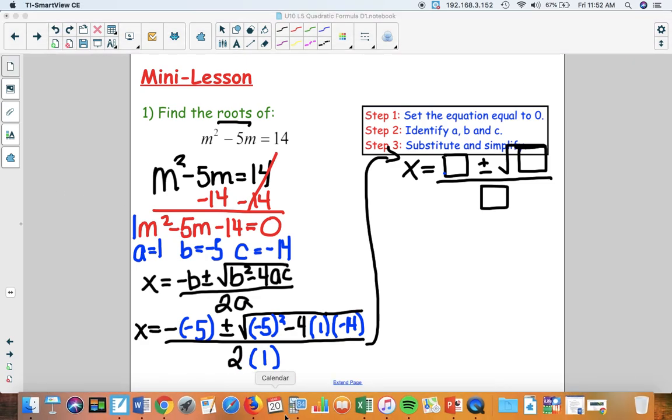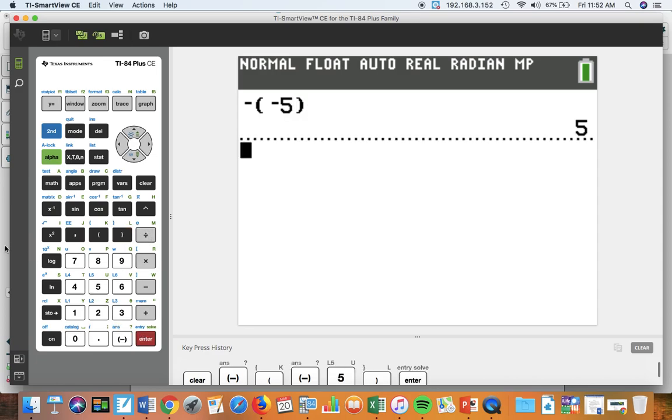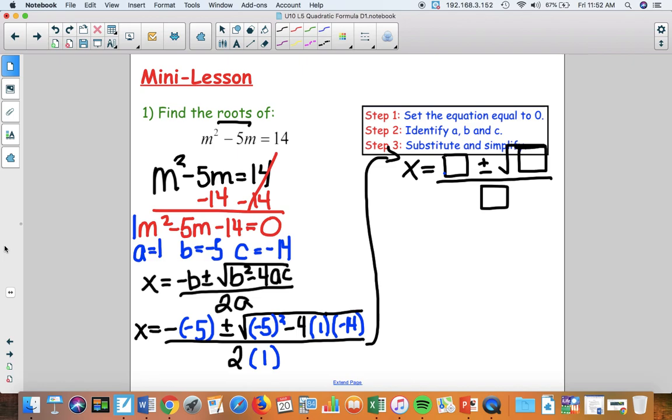So this first box here, we have a negative 5. Now, if you don't know what this is, that is okay. In your calculator, you would do negative, parentheses, negative 5, close parentheses. When you press enter, you'll see that that is 5. So in this first box, we have a 5.